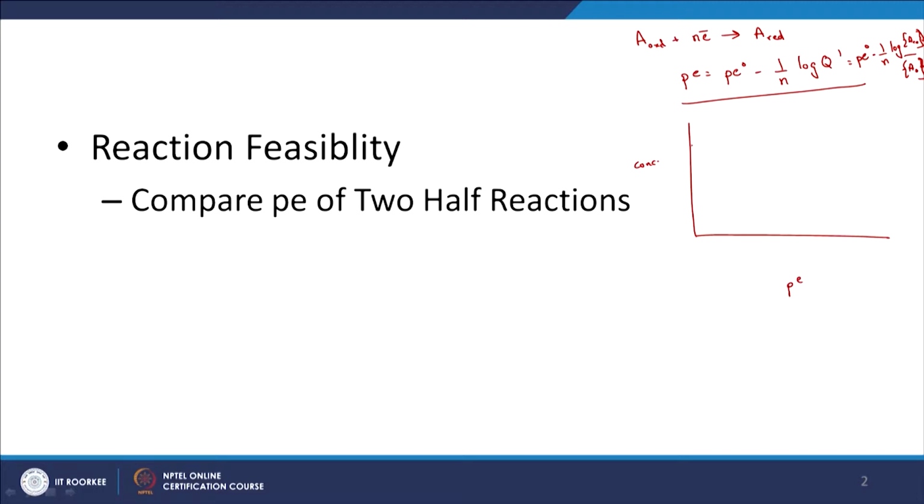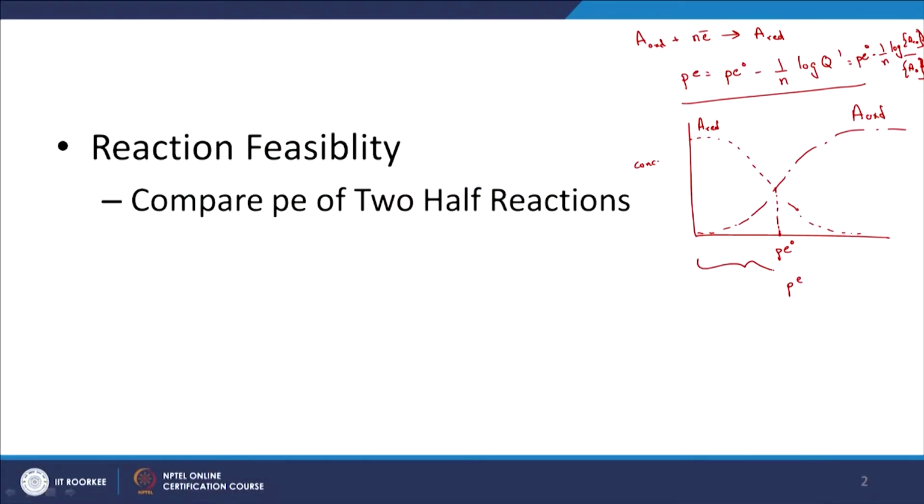So how do I write this? We know that the reduced form is going to be something like this, A reduced, and the oxidized form is going to have this behavior, A oxidized, right. And when would both these concentrations or activities be the same? When pE is equal to pE naught, right. And then we looked at those particular cases when we also had H plus, and also when we had the other elements present and so on.